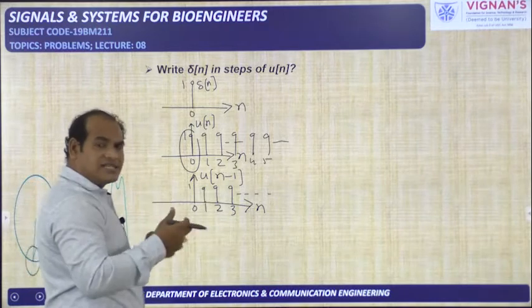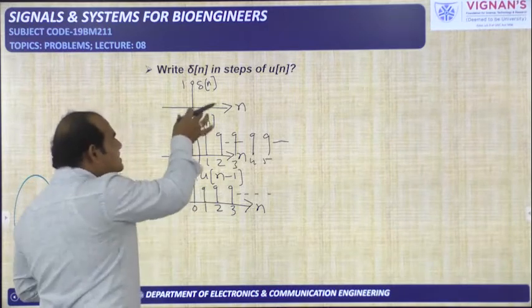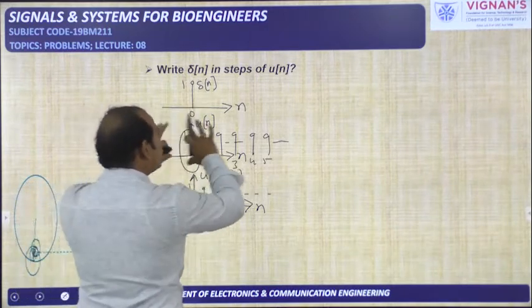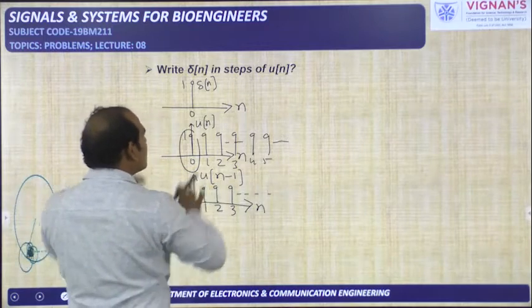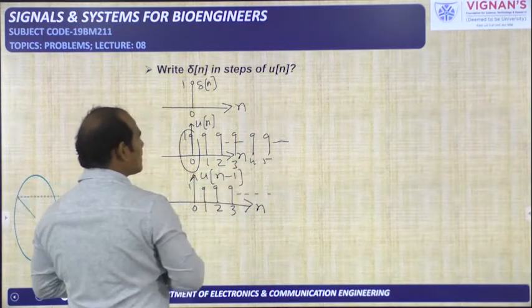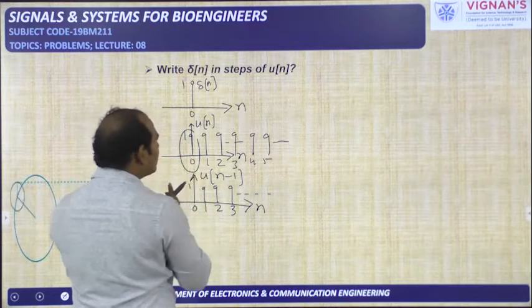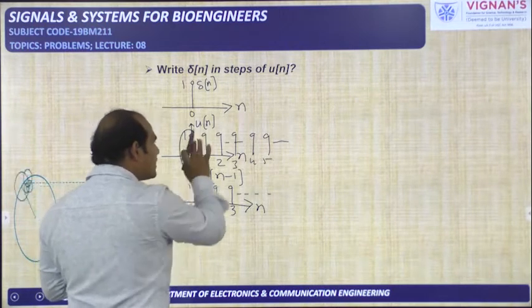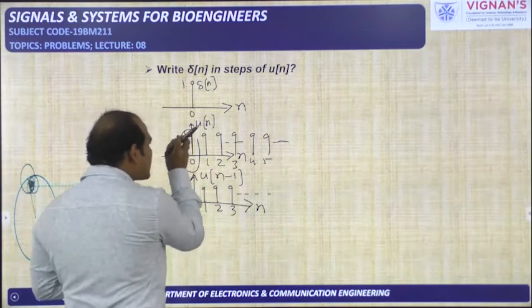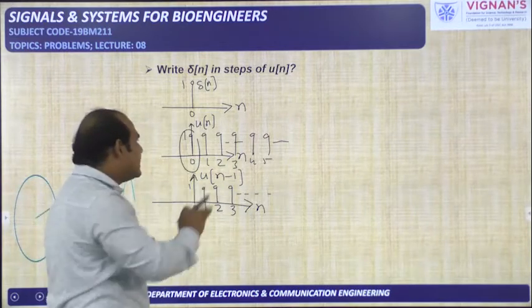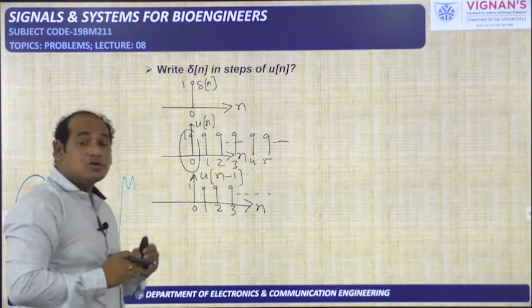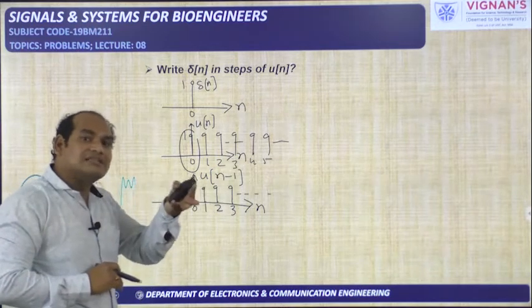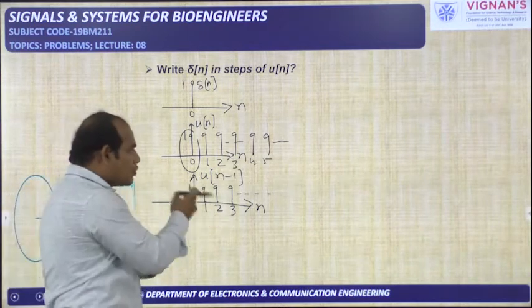So what is our need? I need to represent del of n in terms of u of n. How u of n is there, I know. How del of n is there, I know. But by observing u of n, I can say that this first sample only I need. I don't want the remaining samples because the first sample itself is the del of n. So I need to remove all these remaining samples. So how to represent all the remaining samples? Like this, u of n minus 1.